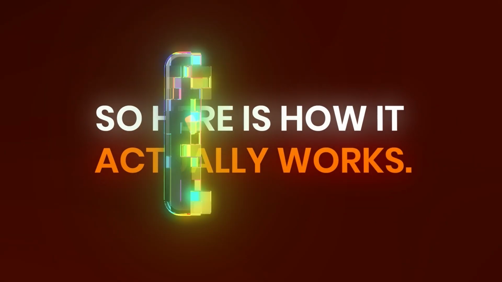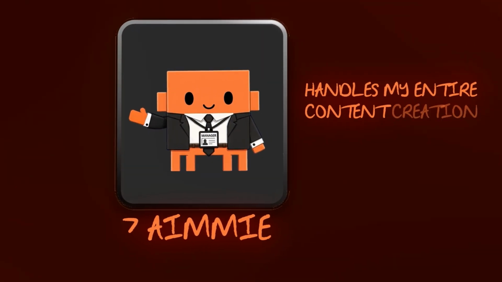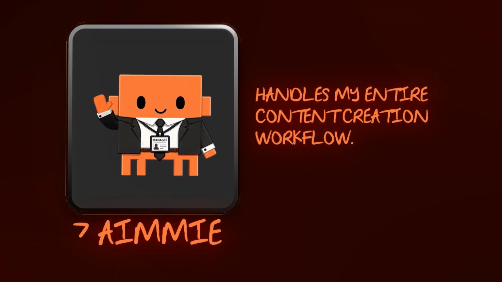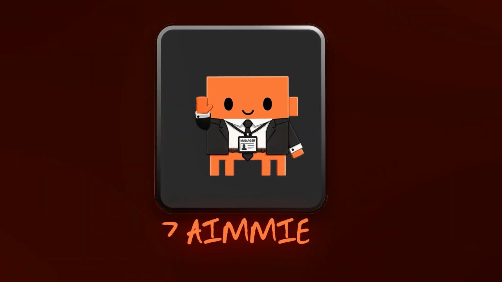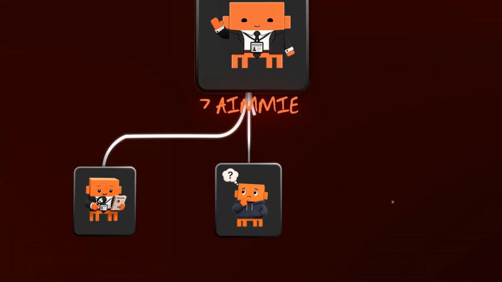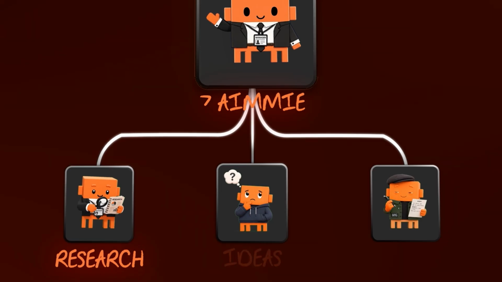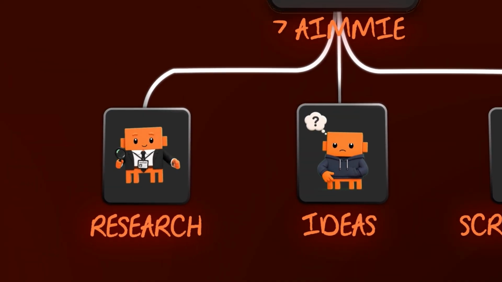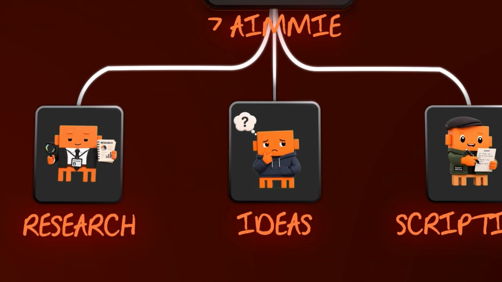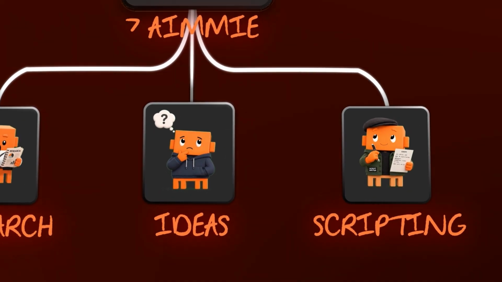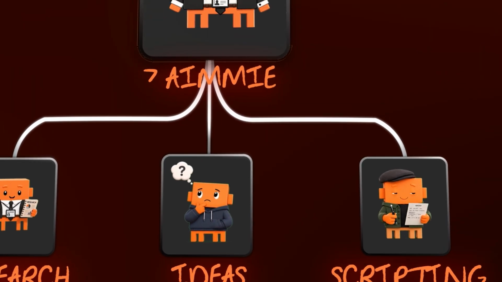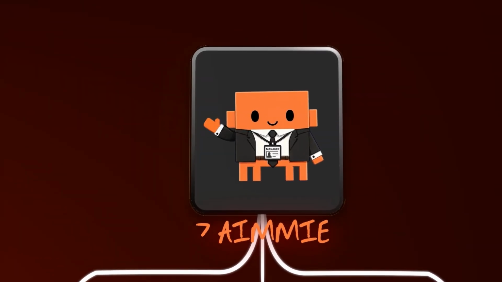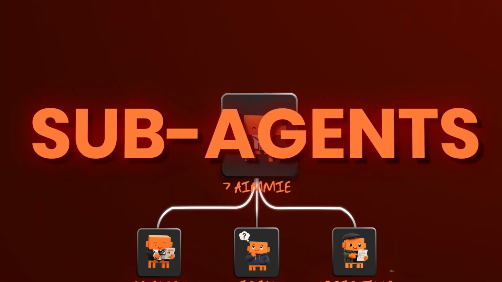Subagents is honestly one of my favorite features in Claude Code. So here is how it actually works. I have a main agent called Amy that handles my entire content creation workflow. Instead of doing everything herself, Amy hires specialist subagents. One for research, one for idea generation, one for scripting. Each one has its own context. They all run at the exact same time without interfering with each other. Then they report back to Amy, and Amy gives me the final result. That is subagents running in parallel.